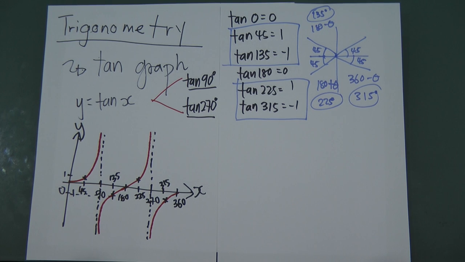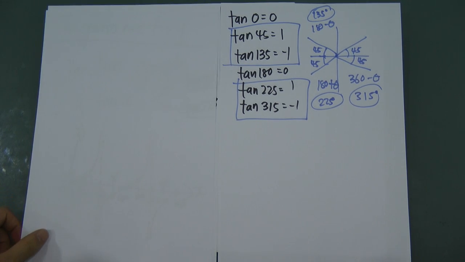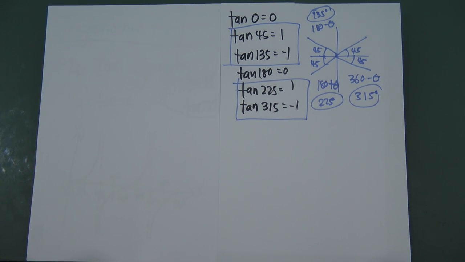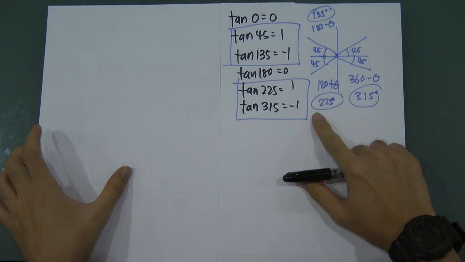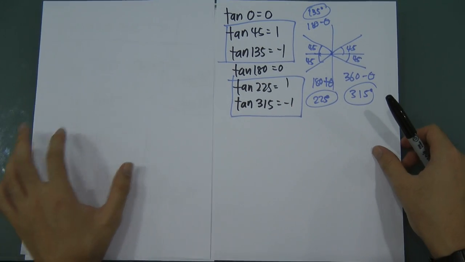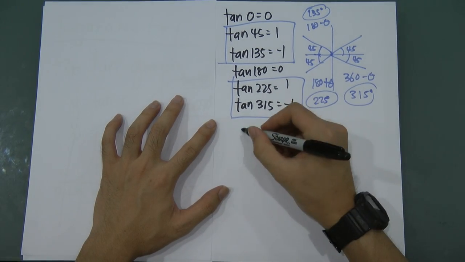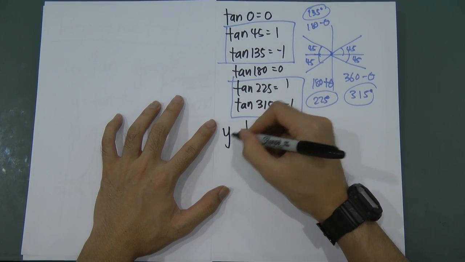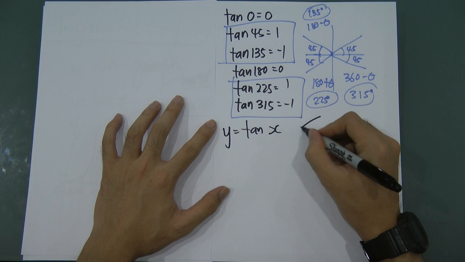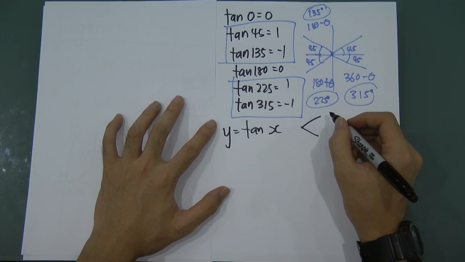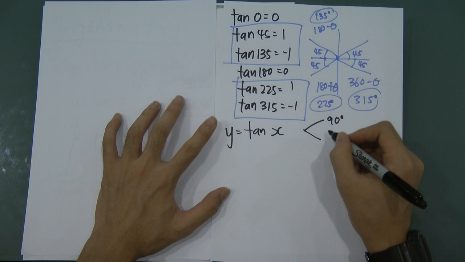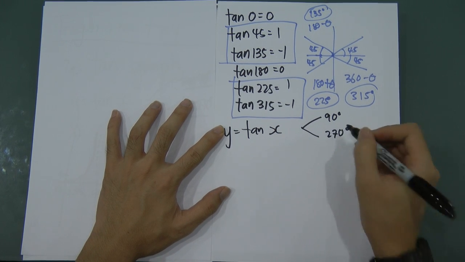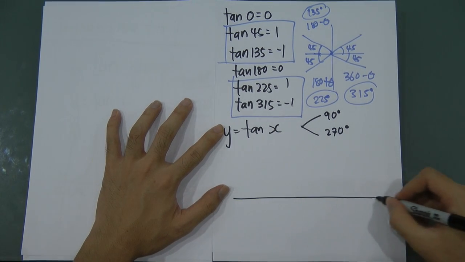Okay, so in order to make you understand better, I'm going to draw one more time. I will cover this one and draw over here. So we got all this information, correct or not? Whenever you think about the tangent graph, you think about y equals tangent x. Two angles are very important. I say they will never touch, which are 90 and 270. You must know about this one.